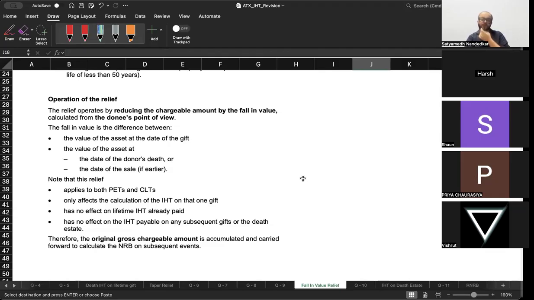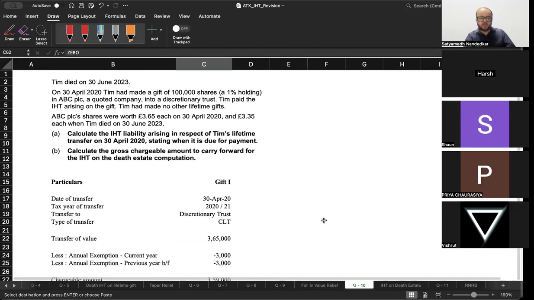It applies to both PET and CLT, only affects the calculation of the IHT on that one gift, and has no effect on lifetime IHT already paid. So when you calculate death IHT on lifetime gifts, at that time this particular relief applies, otherwise this relief is not applicable. Let's look at a simple question to understand how the fall in value relief works.